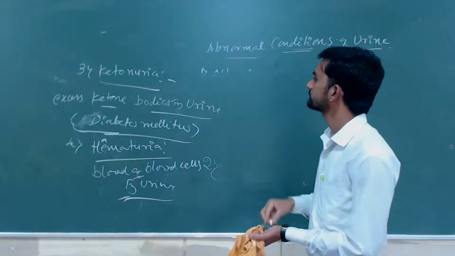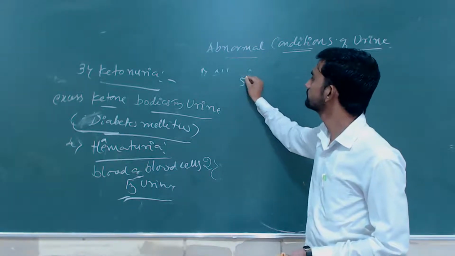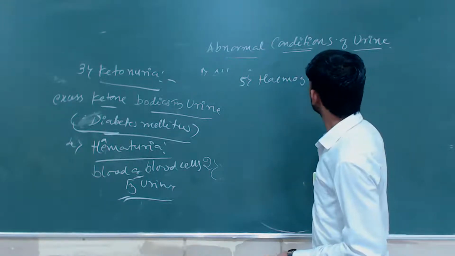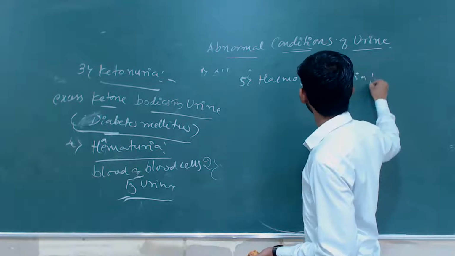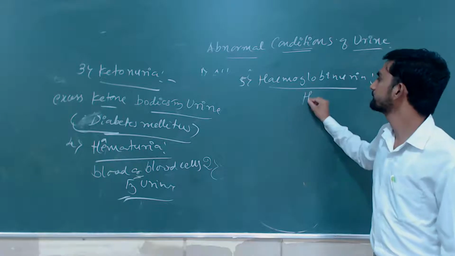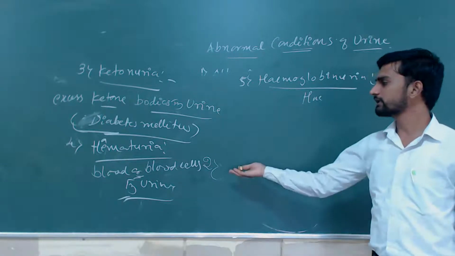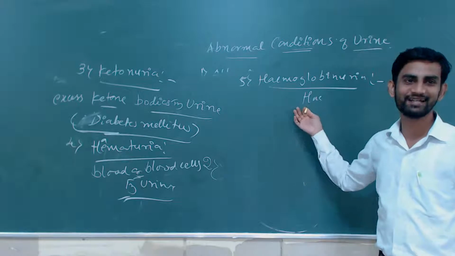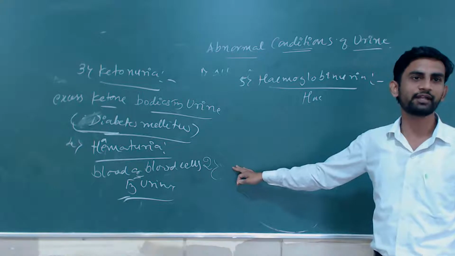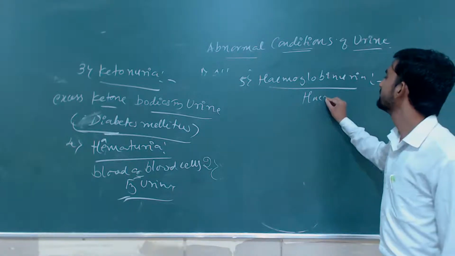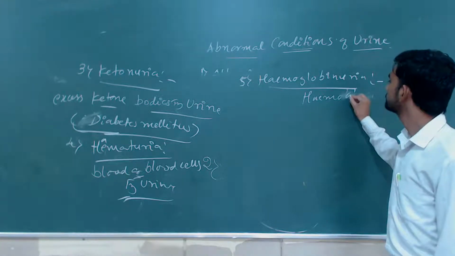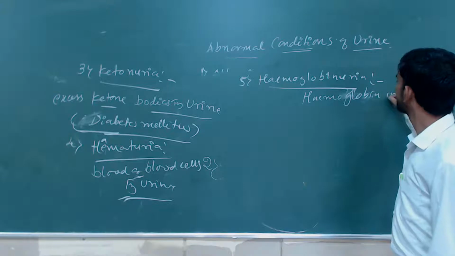And next one, hemoglobinuria. That means, as the name itself says, hemoglobin in urine. Sir, how will we confirm whether blood cells are there or hemoglobin is there? By doing a test, right? Morphologically, both will look like reddish colored urine only, right? Hemoglobin in urine.